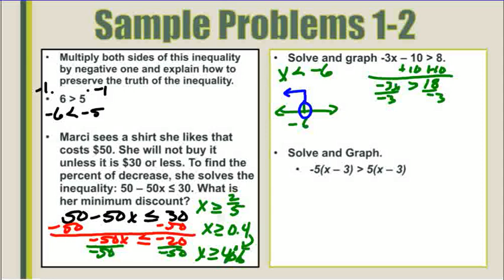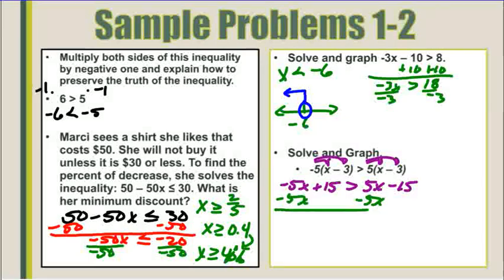Solve and graph this one. Our first step is going to be to distribute the -5 and the 5 on both sides. So I have a -5x plus 15 has to be greater than 5x minus 15. To get all my x's to one side, I'm going to subtract 5x. Now I have a -10x plus 15 is greater than -15. To get -10x by itself, I'm going to subtract 15.